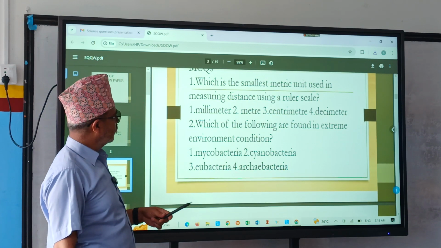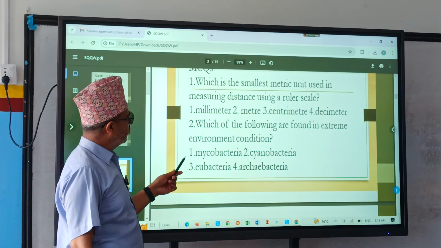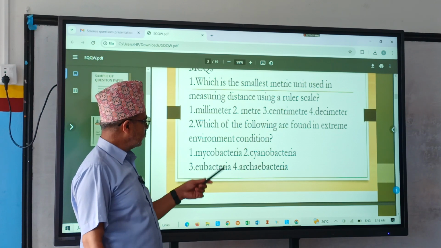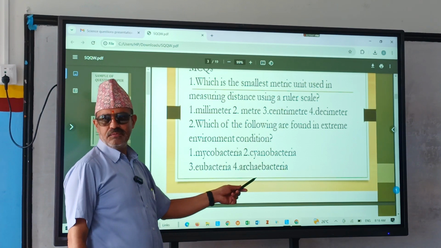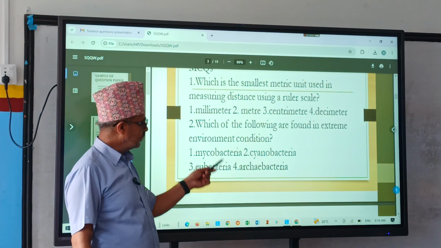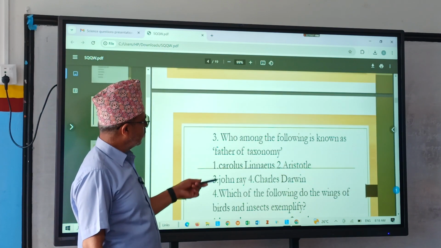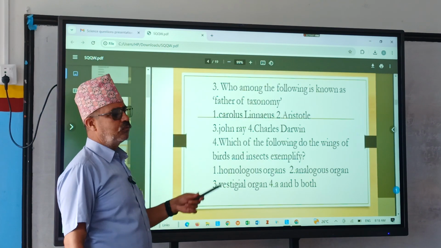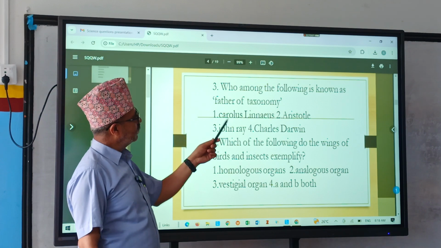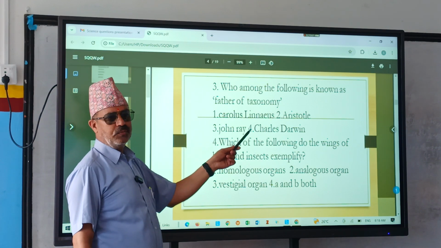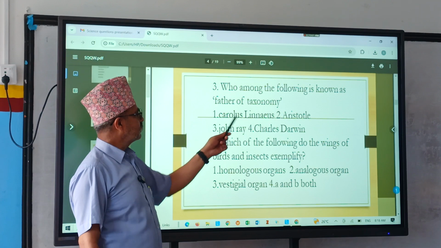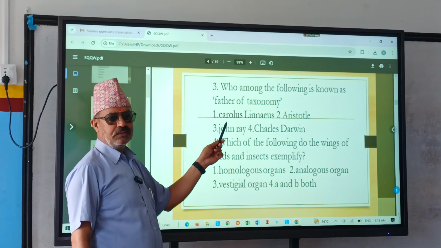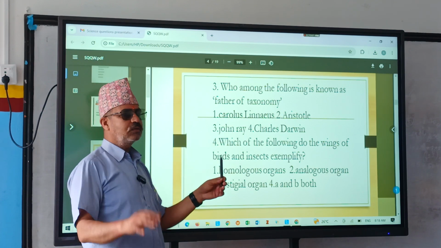Read the question. Extreme environment conditions. Which one is correct? Archaebacteria. Fourth one is correct, right? Archaebacteria. Now, let's see the next question. Number 3, what is here? The following is known as father of taxonomy. Carolus Linnaeus, but C should be capital, okay? Yes or no?